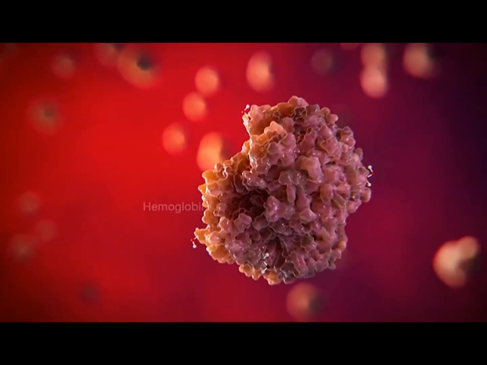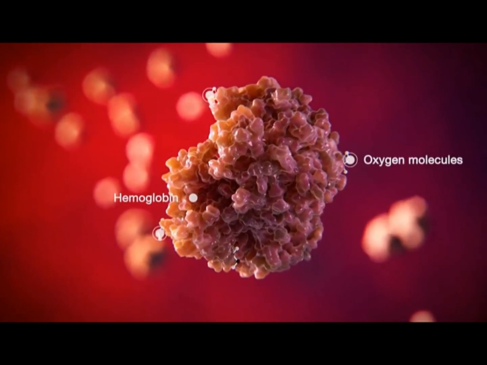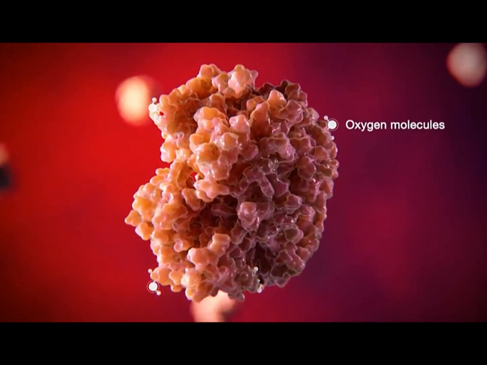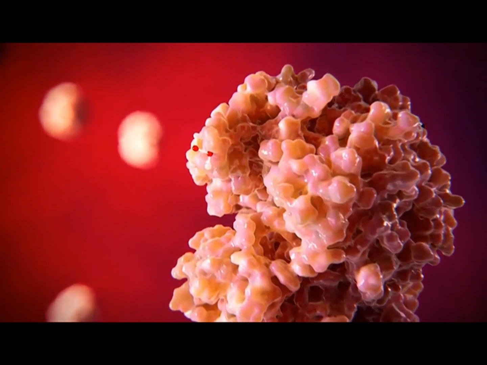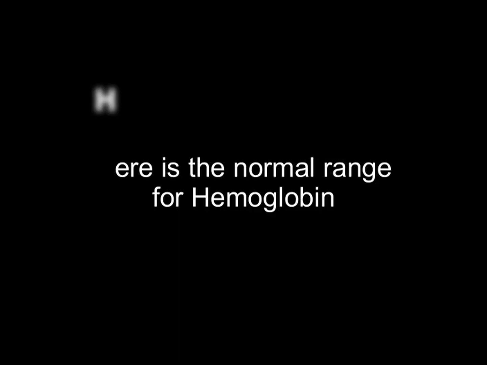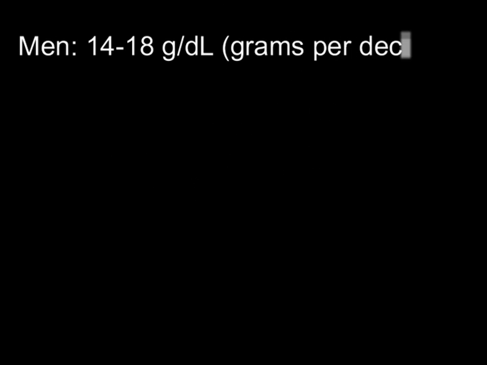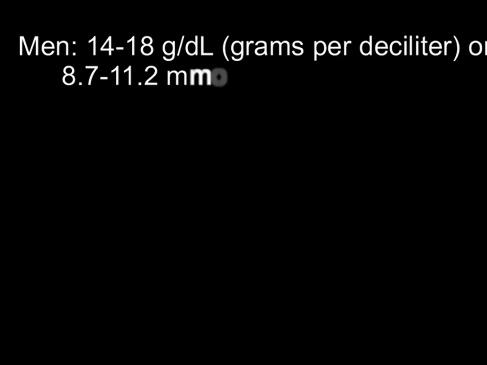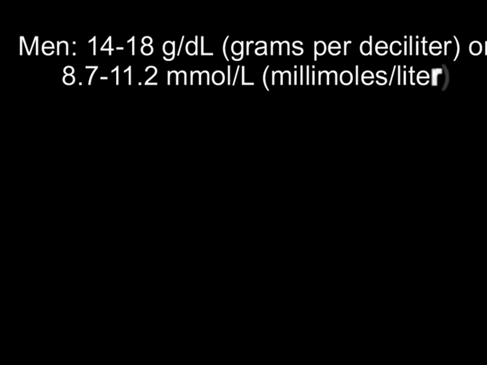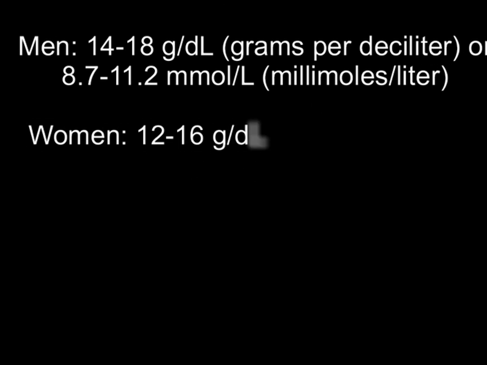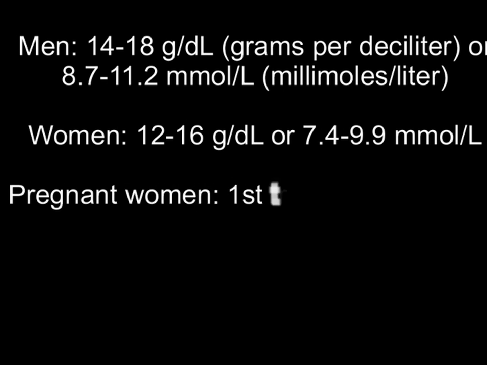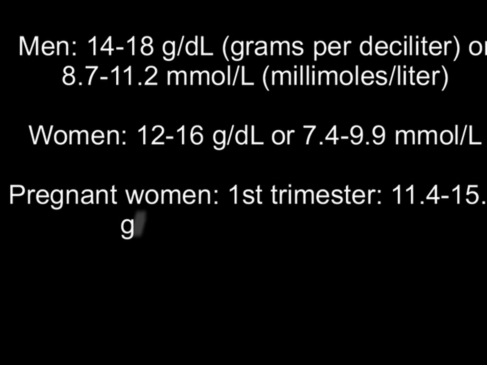This shows how much hemoglobin is present in the blood and reflects the capacity of the blood to carry oxygen. The red color of the blood is attributed to hemoglobin. Here is the normal range. Men, 14 to 18 grams/dl, grams per deciliter, or 8.7 to 11.2 millimoles/L, millimoles per liter. Women, 12 to 16 grams/dl or 7.4 to 9.9 millimoles/L.